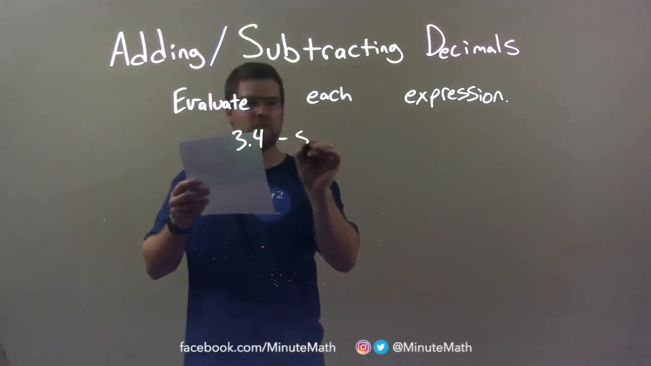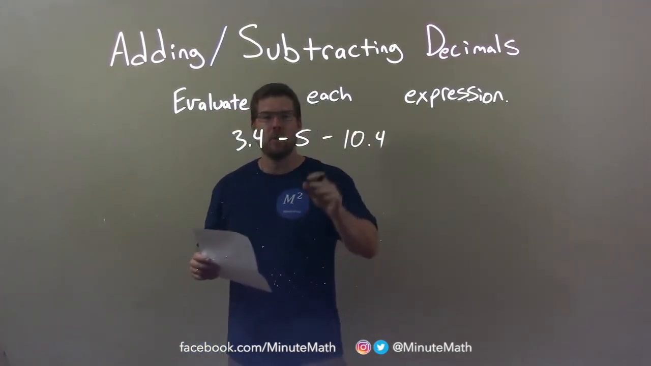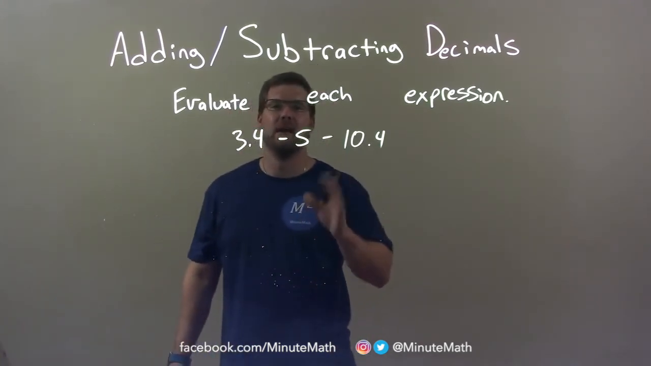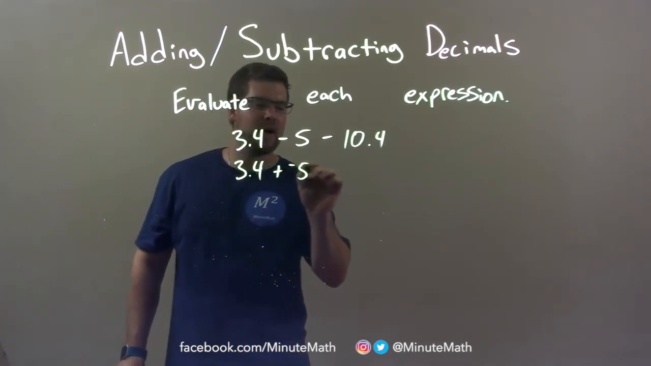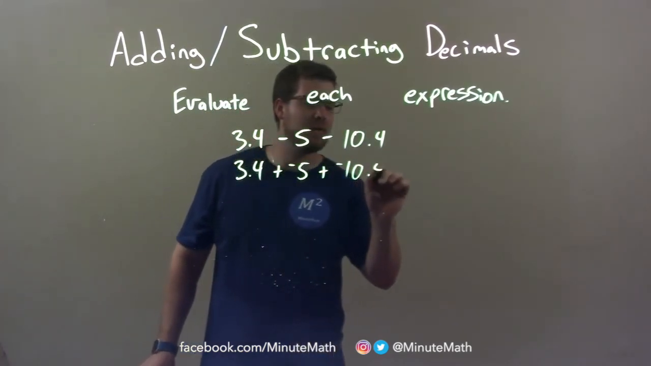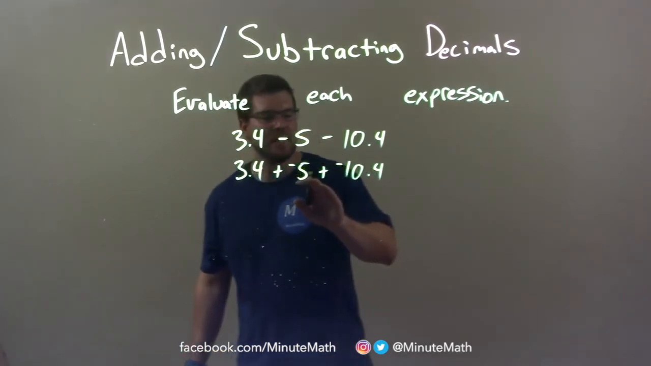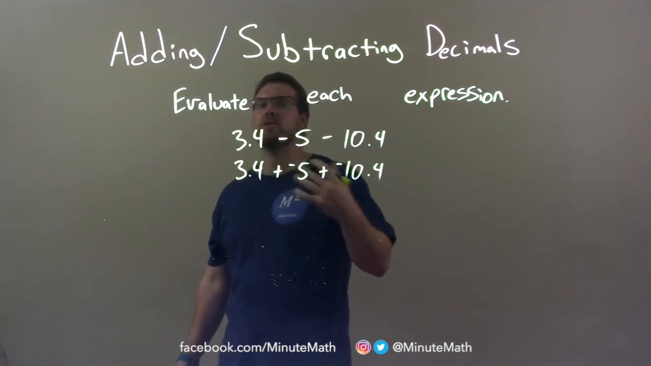3.4 minus 5 minus 10.4. Okay, so what I'm actually going to do here, I'm going to write these subtractions as adding a negative. I think it's easier to see. So 3.4 plus a negative 5 plus a negative 10.4. Okay? Well, what I do is, since these two are both negative and we're adding them together, they're going to be a larger negative, right?